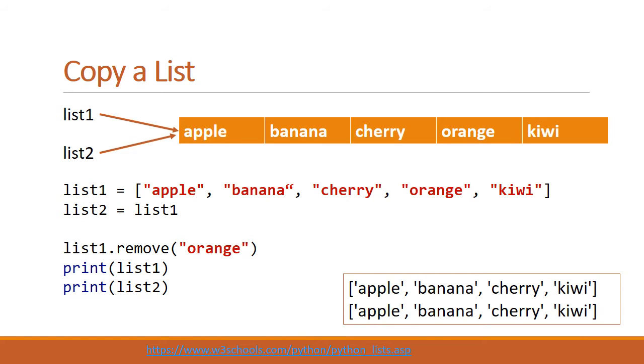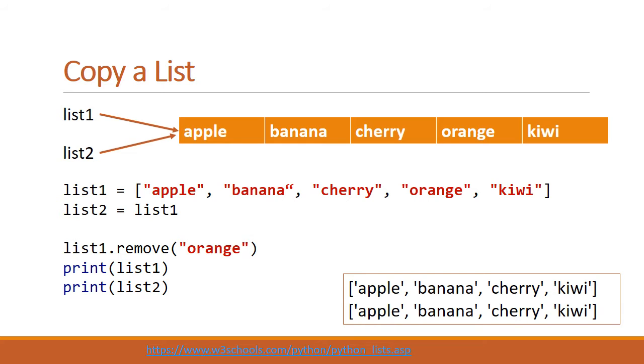Let's look at a more detailed example of a shallow copy. So we have list 1, and we're going to assign it the values apple, banana, cherry, orange, and kiwi. Then we're going to make the assignment statement list2 = list1. In this example, you can see that list 1 and list 2 are both referencing the same list. So when I call the method remove orange from list 1, it's also going to affect what list 2 represents.